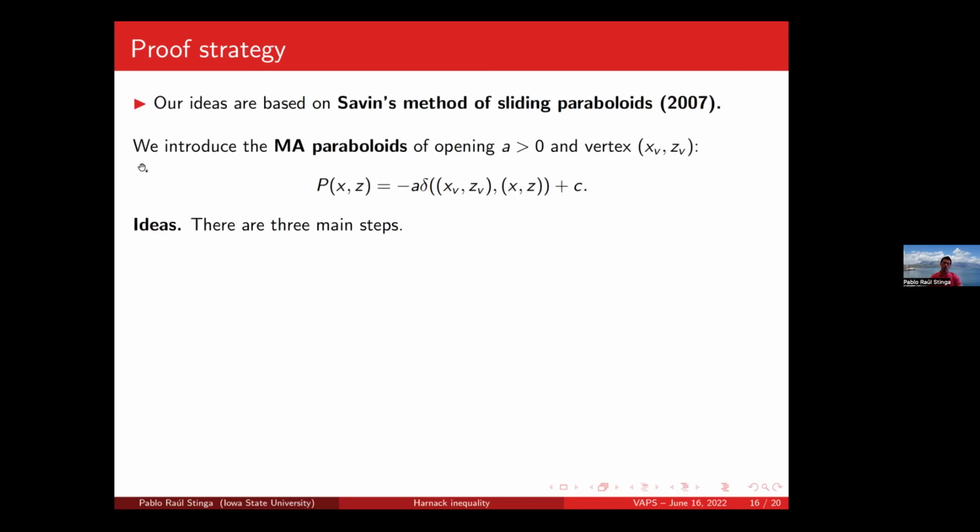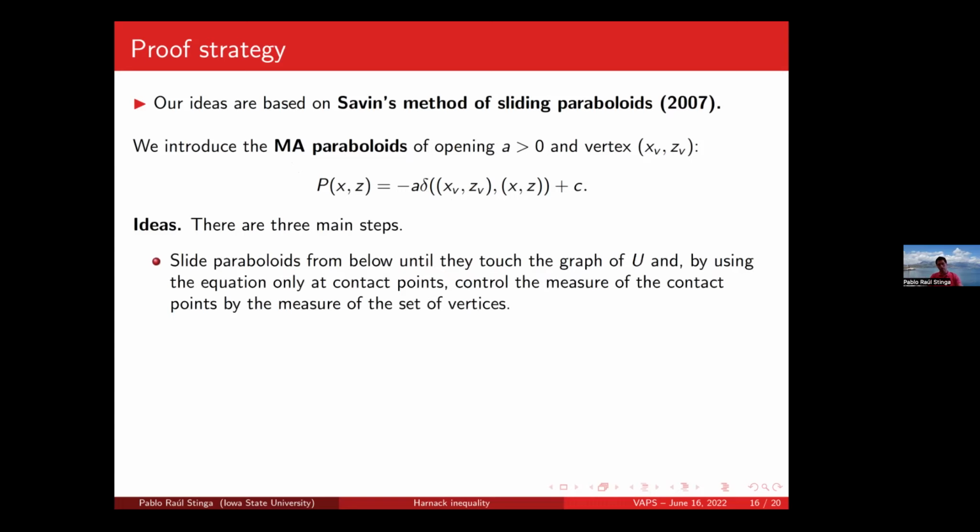Okay, so there are three main steps for the proof of Harnack inequality. So here is the sliding paraboloids as in Sabin, right? We take these Monge-Ampère paraboloids P and slide them from below until they touch the graph of U. And then at the contact points, that's where we use the equation to control the measure of the contact points by the measure of the set of vertices.